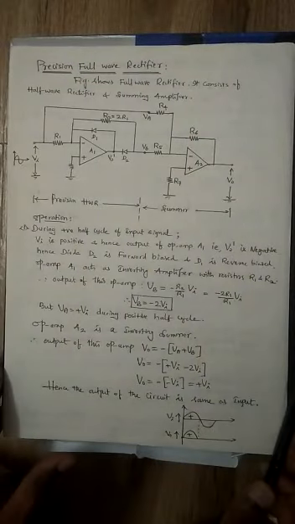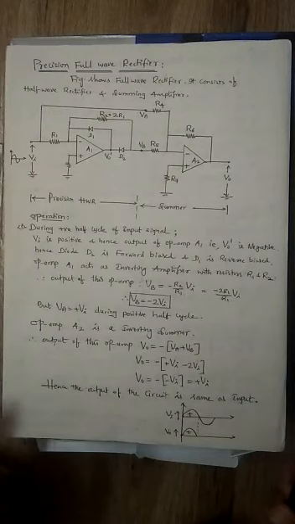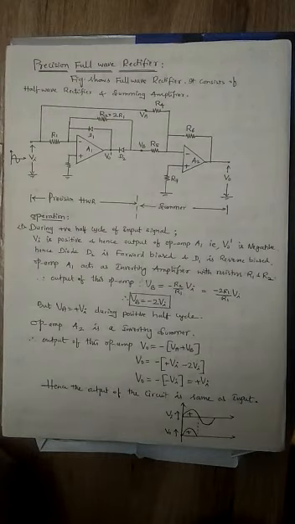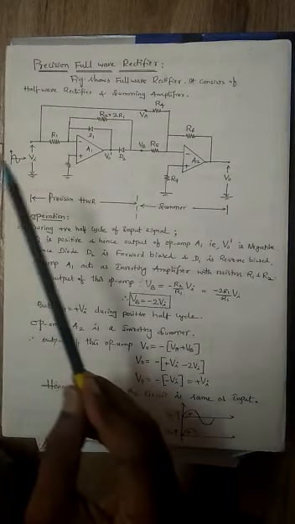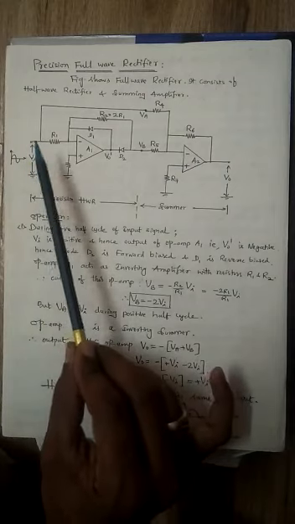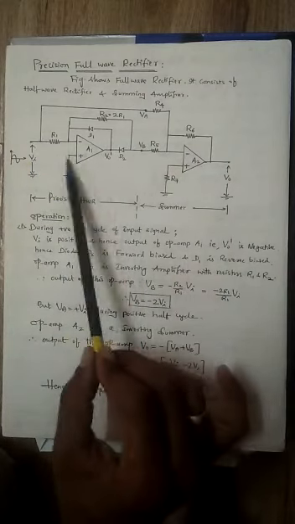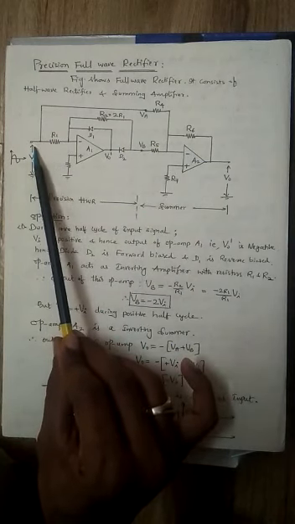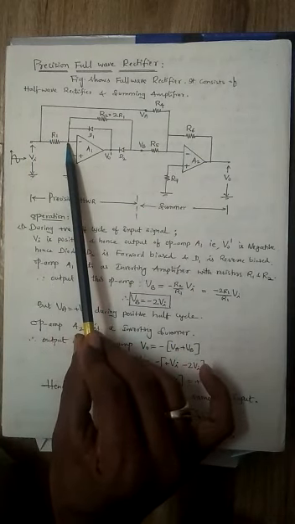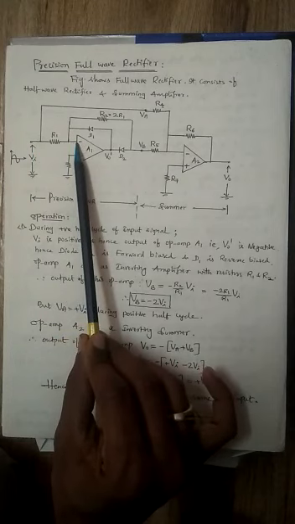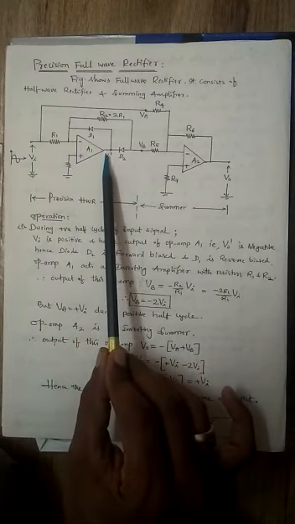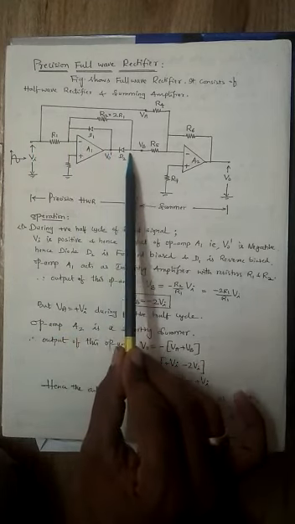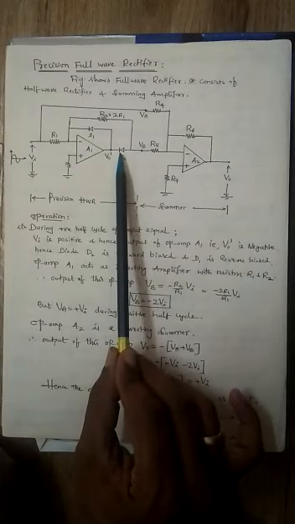Next we'll go for the precision full wave rectifier. It is a very important circuit, so all of you observe carefully here. In the full wave rectifier, two op-amps are used. During the positive half cycle of the input signal, Vi is positive. We are applying the input to the inverting terminal, so V naught dash is negative. When this is negative, this diode is forward biased.